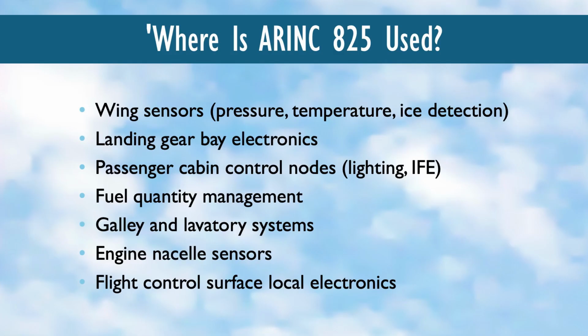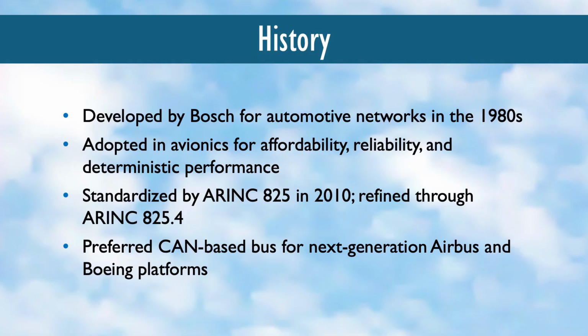Where exactly is ARINC-825 used? Typical applications include the following. CAN-825 is the low-cost, short-range complement to AFDX on large commercial aircraft. Originally developed by Bosch in the 1980s for automotive networks, CANbus was adopted in avionics because of its low cost, proven reliability, and deterministic behavior.